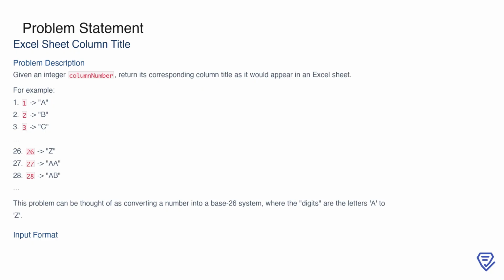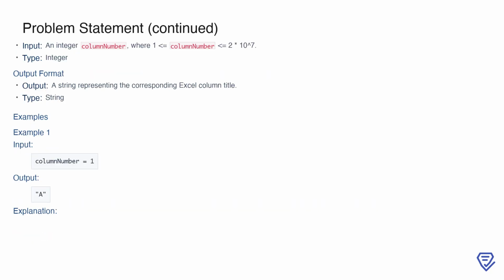Essentially, this problem involves interpreting the number as if it were in a base 26 system, where the digits are represented by uppercase English letters, A to Z. This concept provides the foundation for solving the problem. Now, let's look at the input and output formats.